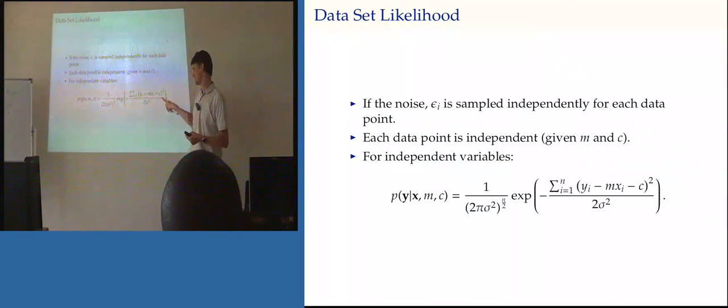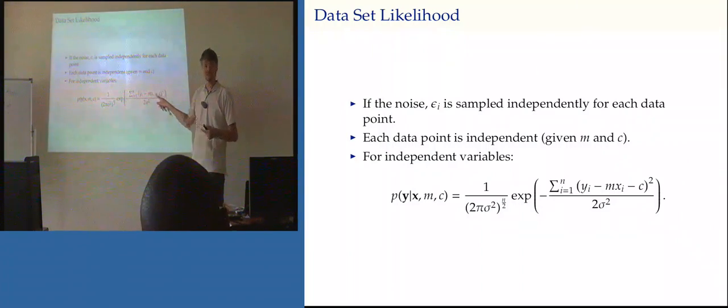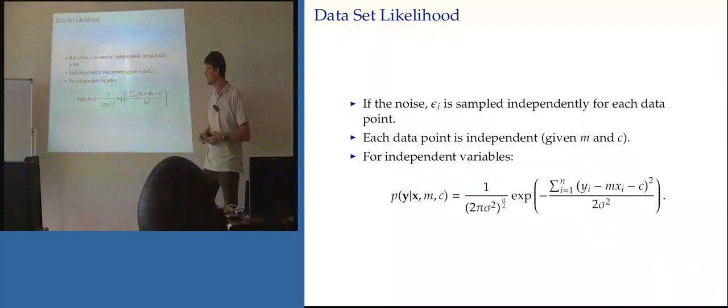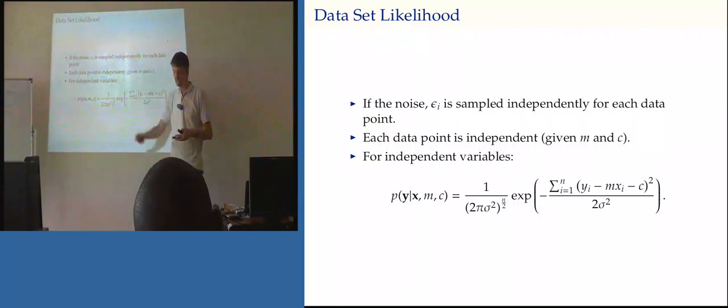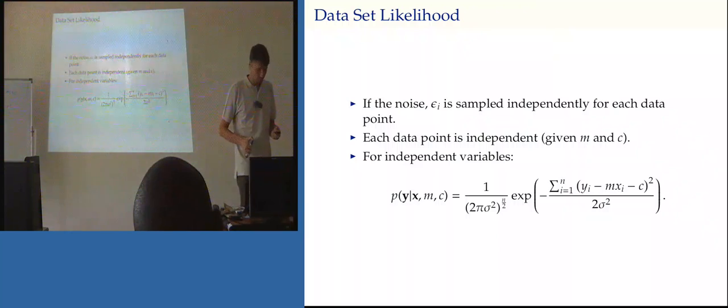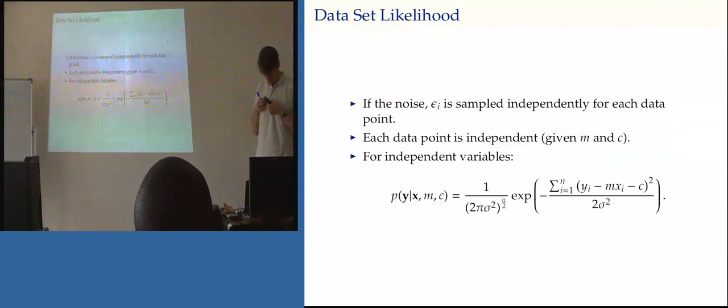Now what does this term look like here? It's the sum of squared error. Yeah, so that's something people who've done linear regression will no doubt be familiar with. This is the sum of the squared error. So it's the negative sum of the squared error divided by 2 times the variance, exponentiated and multiplied by some sort of normalizer term. Okay.